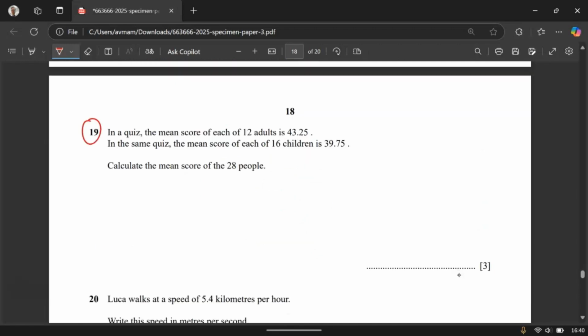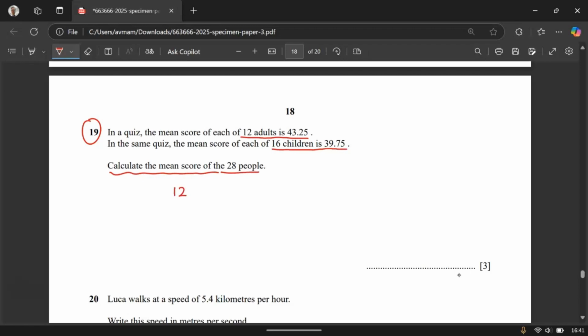Question number 19. In a quiz, the mean score of each of 12 adults is 43.25. In the same quiz, the mean score of each of 16 children is 39.75. Calculate the mean score of 28 people.